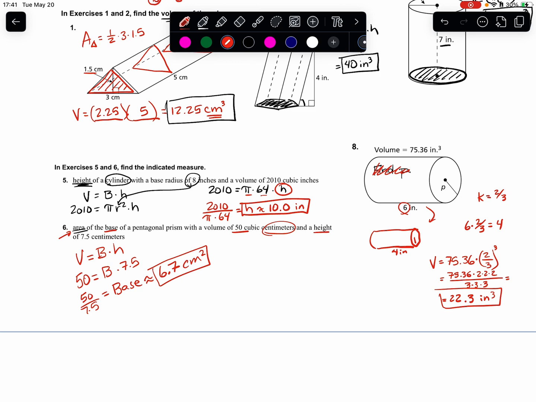Well, best of luck in your homework as you go through and do those volume problems. Sometimes you've got to find a piece, like the height or the P, the perimeter. Work through it carefully.